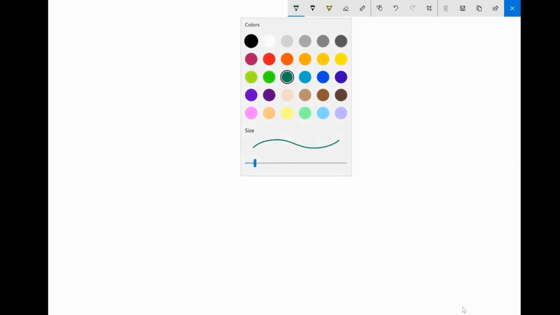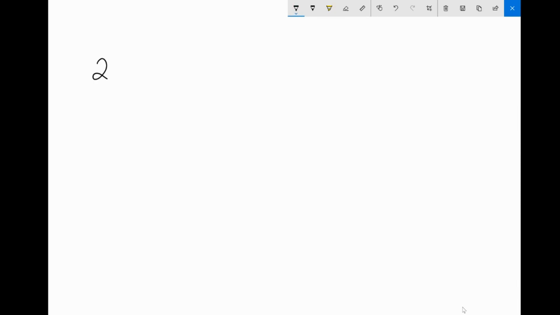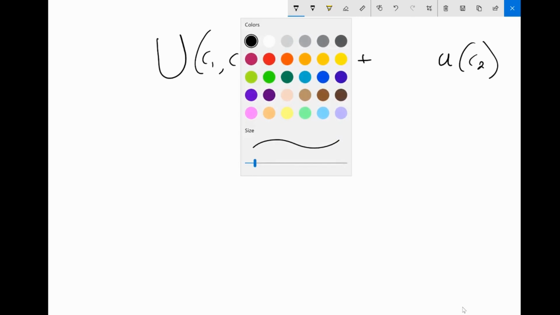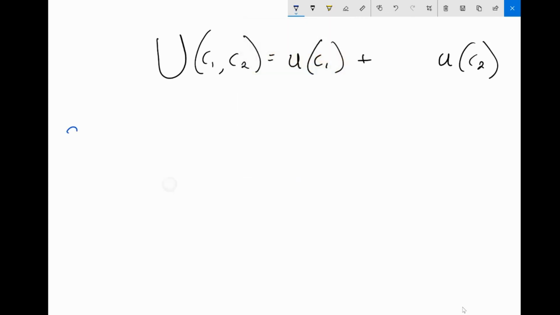What's the second component of the toolkit? Second component, actually, let's see, I'm just going to write our utility function up here. U of C1, C2 equals U of C1 plus U of C2. Okay, so here's our utility function. Second tool, our second tool is going to be discounting, or the discount factor. All right, so let me explain this. So whenever we think about decisions dynamically, we always have to consider, again, the present and the future.